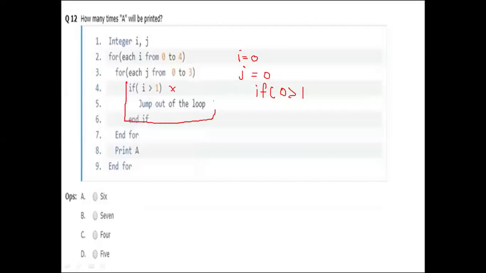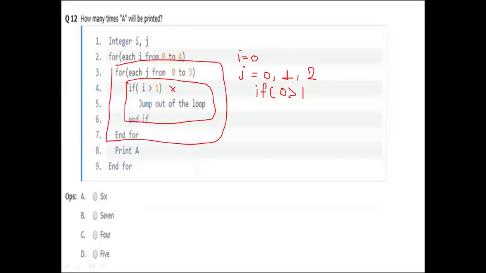So if the if condition is false, what do I have to do? Simply, if the if condition is false, I will come out. And once I come out, i is 0 everywhere. When j is 1, i is also 0. When j is 2, i is also 0. We complete the j loop until its condition is false. So when i is 0, the j loop runs from 0 to 3, but every time my if condition is false only because i is 0.